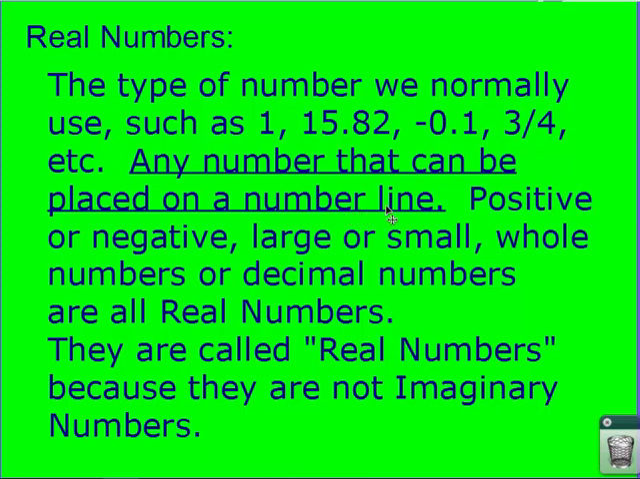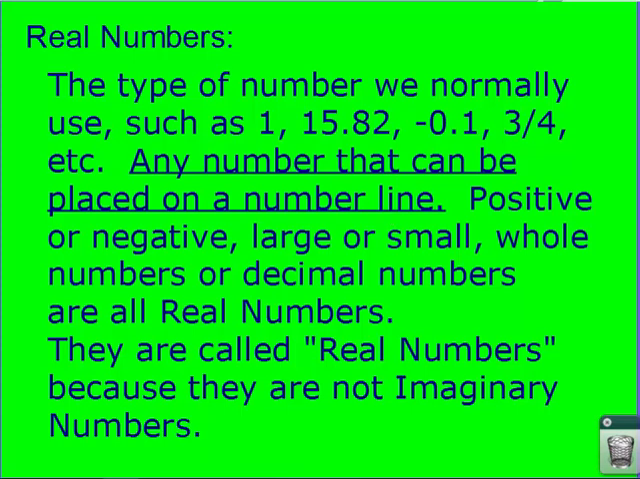So real numbers are a combination of the rational numbers, any number that can be written as a fraction, and the irrational numbers. Even though I can't write it as a fraction, there is a number that represents it, and it can be placed on a number line, such as pi. Pi starts off with 3.14. Can I put that on a number line? Yes, it's right in between 3 and 4. That's where it's found. So it can be placed on a number line.